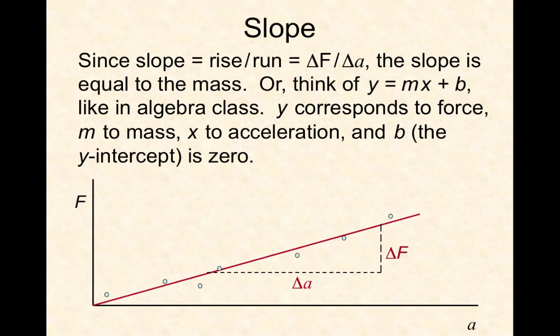We've done this before when we did our kinematics graphs. If we have rise over run, so change in force over the change in acceleration, the slope is going to be equal to the object's mass. So delta F over delta A is equal to m. So again, all of this will be dependent upon the object's mass. The greater the force that is put in, the greater the acceleration, given a constant mass.